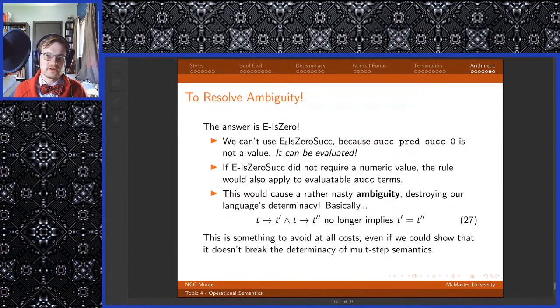We can't use E is 0 successor because successor predecessor successor is not a value. It can be evaluated. If this rule did not require a numeric value, the rule would also apply to evaluate successor terms. This would be a rather nasty case of ambiguity, destroying our language's determinacy. Destruction of determinacy is something to avoid at all costs, even if we could show that it doesn't break the determinacy of multi-step semantics. So the thing we jumped over was multi-step semantics.